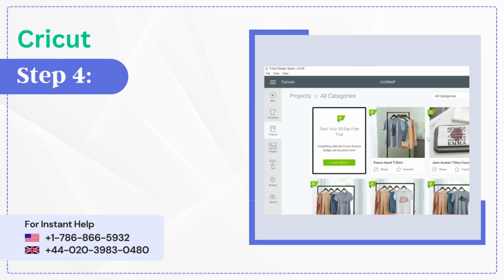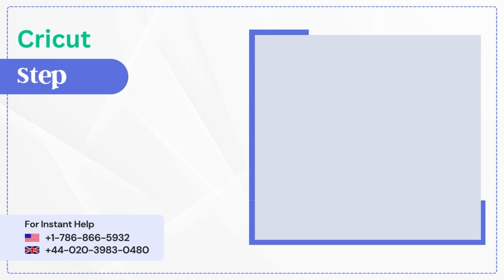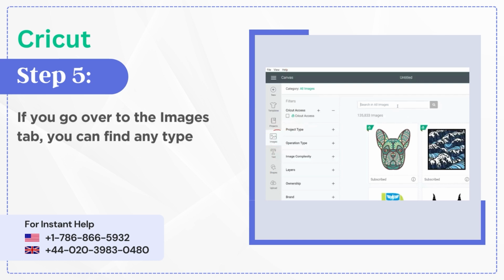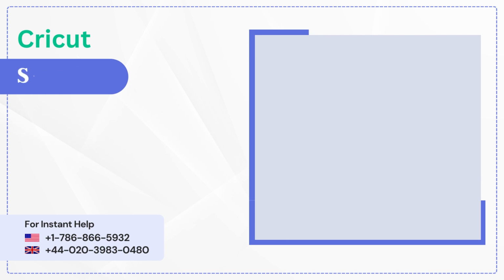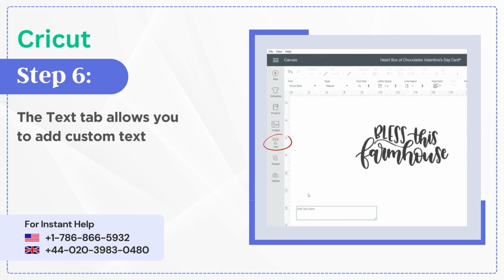Step 4. In the Projects tab you'll find various finished projects for inspiration available with Cricut Access. Step 5. If you go over to the Images tab you can find any type of image here to use for your project. Step 6. The Text tab allows you to add custom text to the projects.